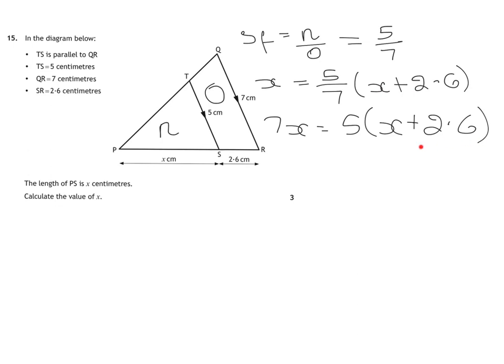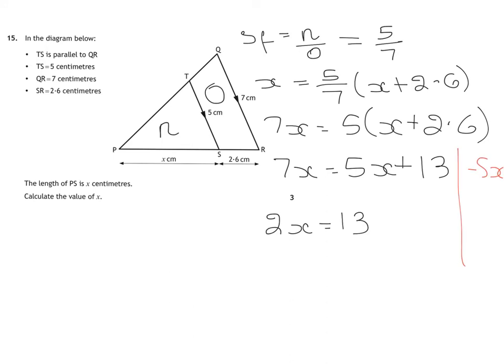Now we're going to multiply out this bracket and solve it as we would have normally. So 7x is equal to 5x plus 13. Get all your x's onto one side, so we're going to take the 5x away from both sides. Taking 5x away from both sides, we now have 2x is equal to 13. We need to divide both sides by 2. So dividing both sides by 2, we get x is equal to 6.5 centimetres. Done and dusted, we have calculated our value of x.